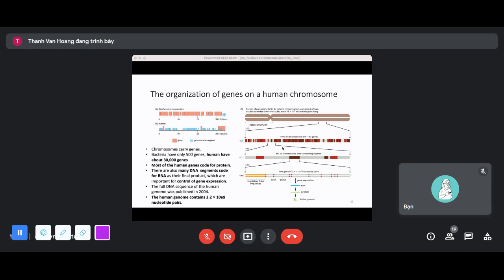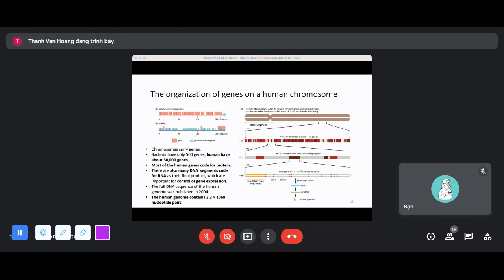Before we go to histone, it's very important to mention that not all the nucleotides we see in our DNA encode protein. The human genome has just about 30,000 genes. A bacterium has only 500 genes. Okay? Most of the human genes code for protein.